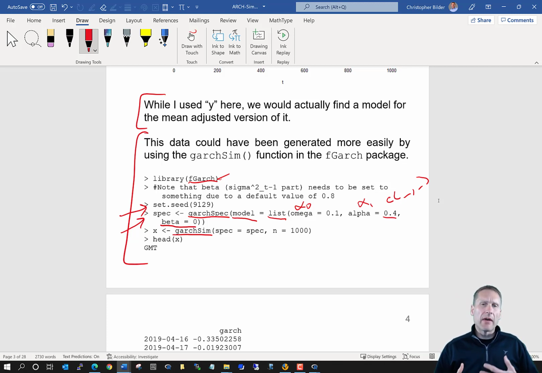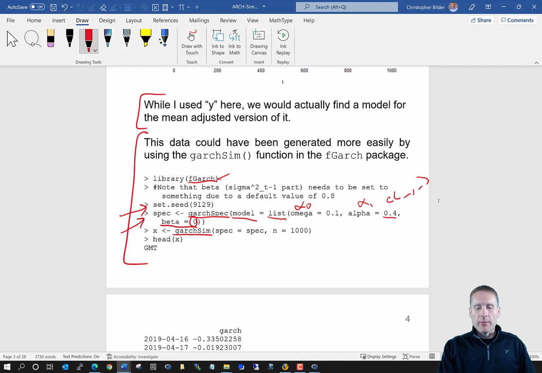If you remember when I showed you the general representation of the Arch model, the Garch model, there were some beta parameters. And since I'm not specifying any beta parameters at all, I'm going to set it equal to 0. If I don't do that, this function will use a default for what beta is, and you will actually have one beta parameter contributing to this model that we're simulating data from.